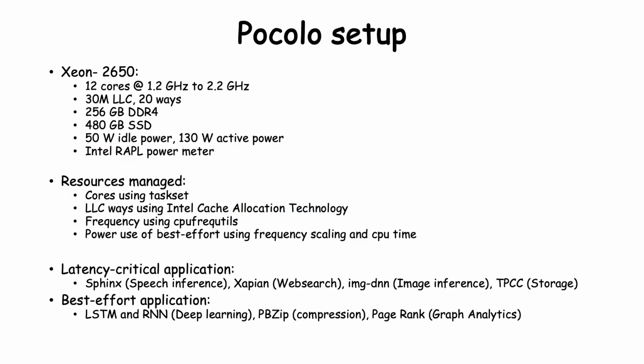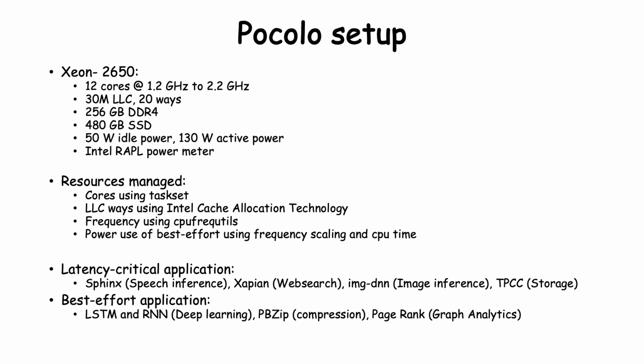We evaluate Pocolo on a small-scale experimental platform comprising of Xeon 2650 servers, which have 12 cores, 20 cacheways, 256 GB DRAM. These servers have an active power of 130 watts and an idle power of 50 watts. These servers allow for power monitoring using Intel RAPL power meter. These servers allow for cores and cache partitioning, and they also allow for core frequency scaling.